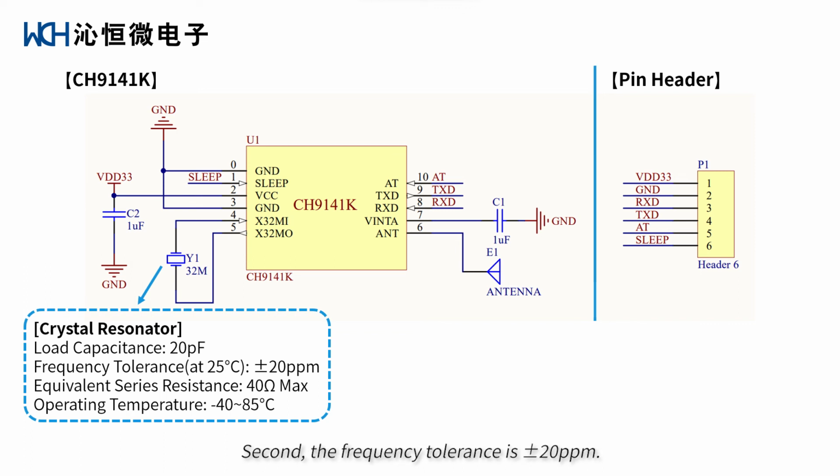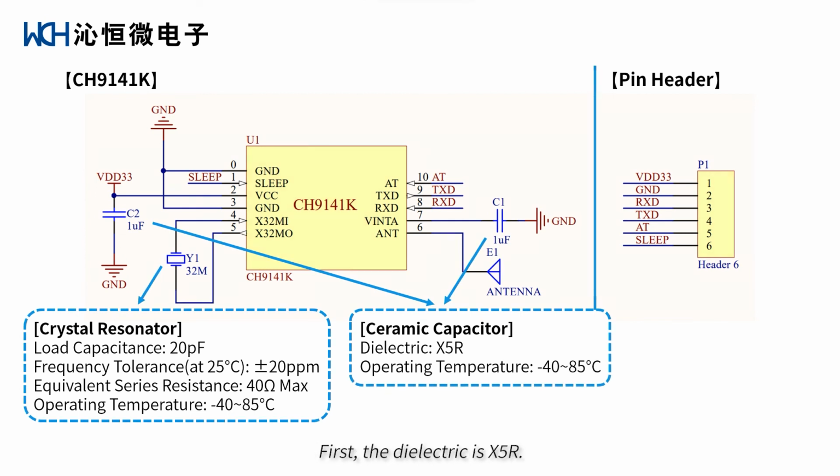Second, the frequency tolerance is plus or minus 20 ppm. Third, ESR needs to be less than 40 ohms. Fourth, the operating temperature range is minus 40 to 85 degrees Celsius. The selected capacitor needs to meet the following requirements. First, the dielectric is X5R. Second, the operating temperature range is minus 40 to 85 degrees Celsius.